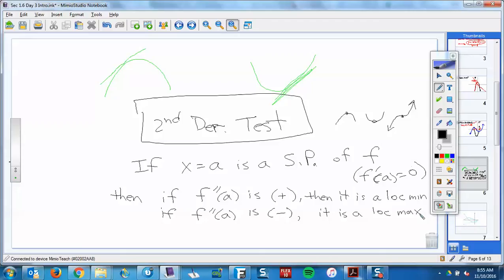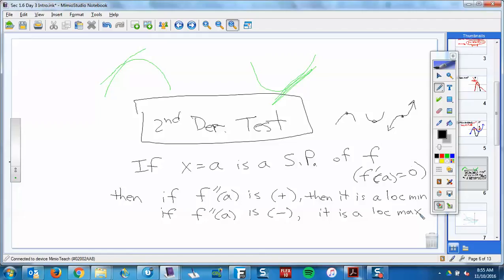See, you already know it's a stationary point. Remember, that's the key. You have to know it's a stationary point first. And then what we're trying to do is test to see if it's a local max or min. So the advantage here is we don't have to look on both sides. We don't have to say, okay, f prime changed from positive to negative, or f prime changed from negative to positive.